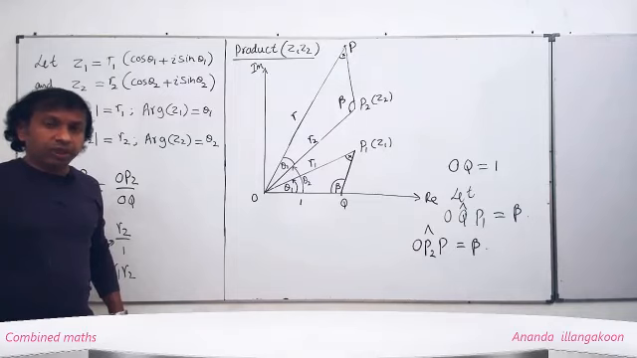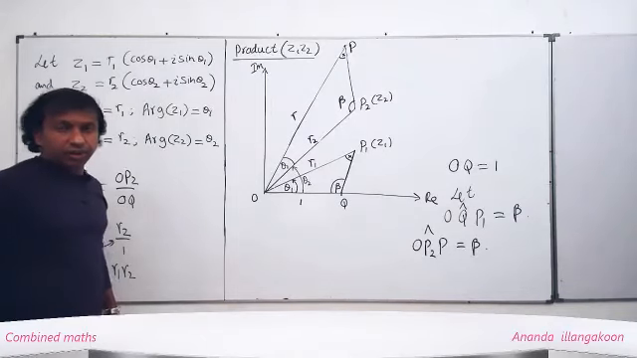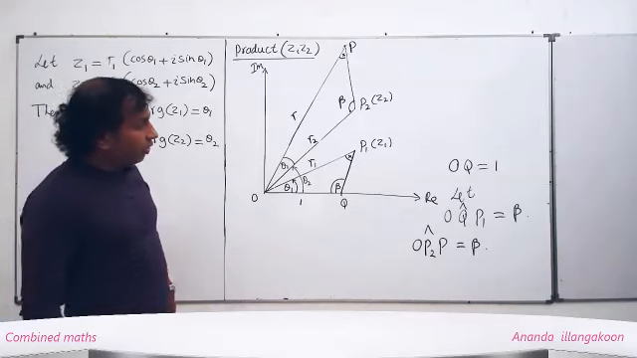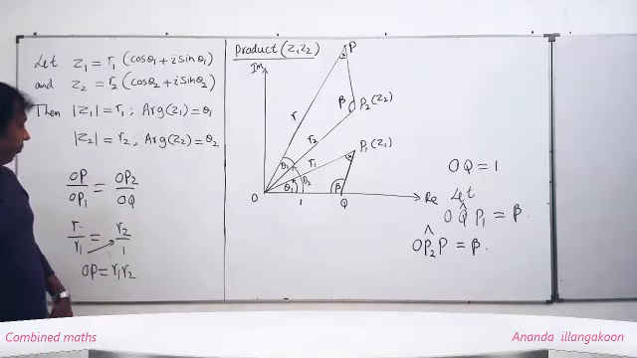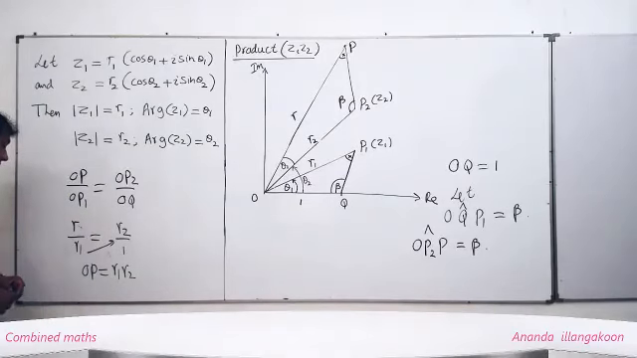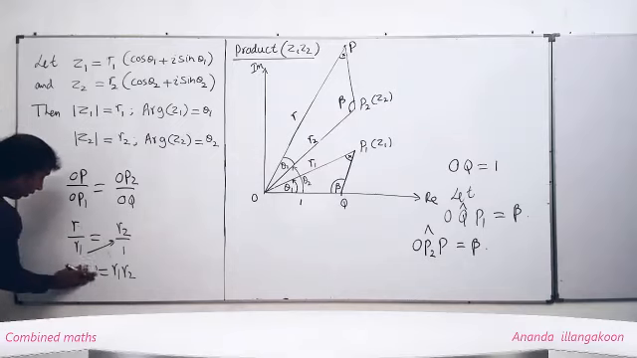Within brackets, write down, people, equiangular triangles. Then write OP divided by OP1 equals OP2 divided by OQ. OP1 is R, we have taken that as R. So R divided by R1 equals R2 by 1. Then we get R equals R1 R2.